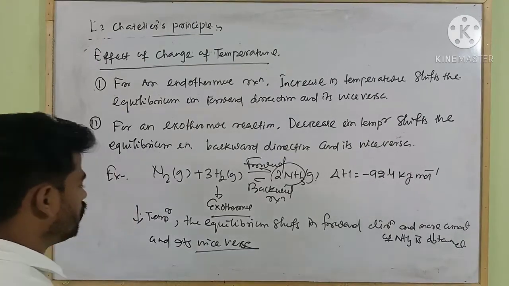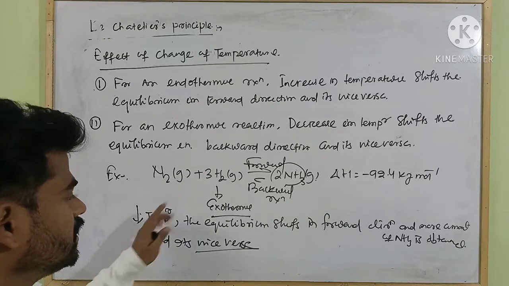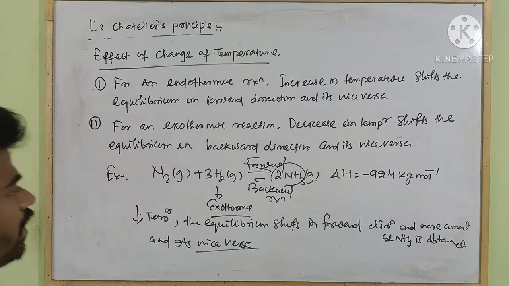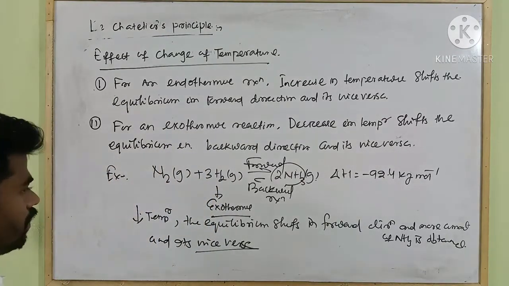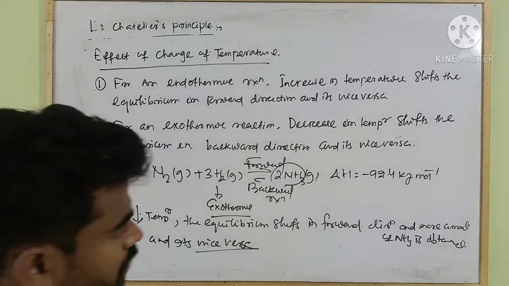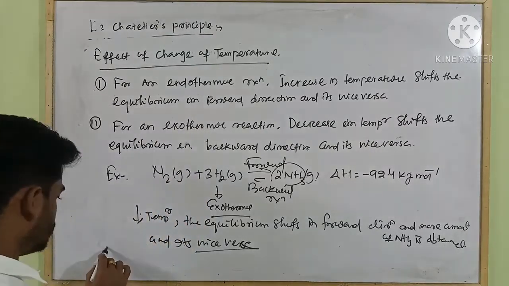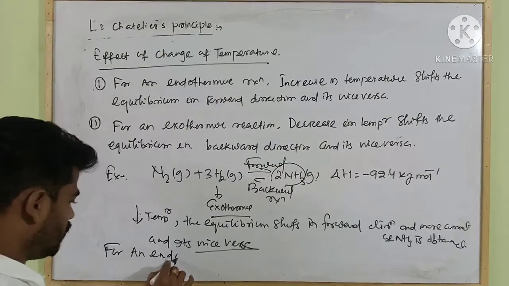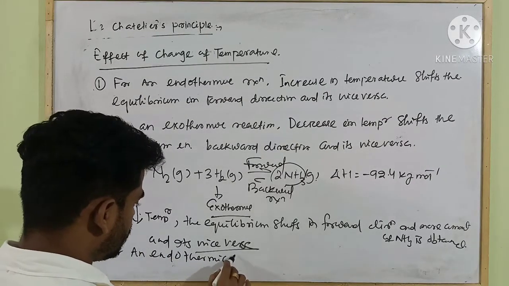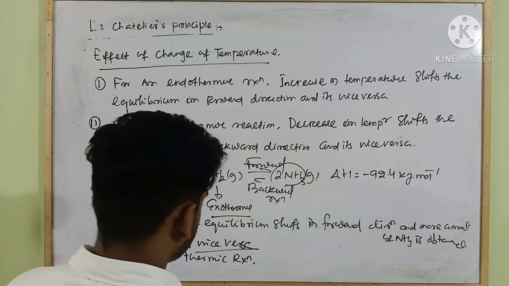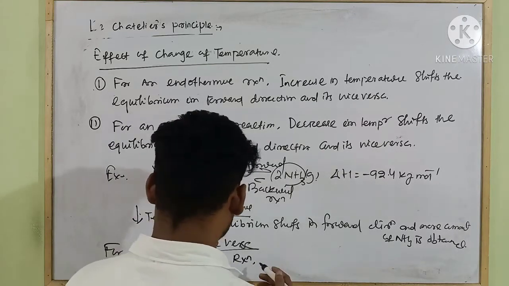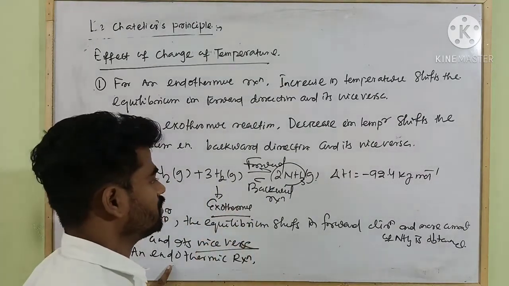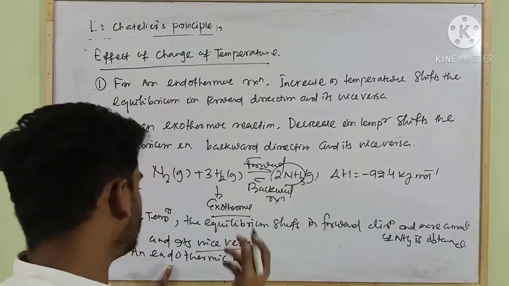So vice versa means, if temperature is increased in this case, then the equilibrium shifts in the backward direction. Similarly for an endothermic reaction, if I consider an endothermic reaction, increase in temperature, because in an endothermic process energy is absorbed. The system needs heat energy. That means you have to increase the temperature.